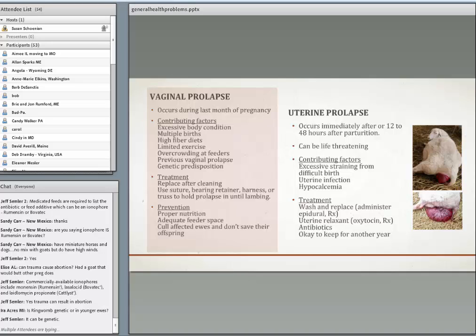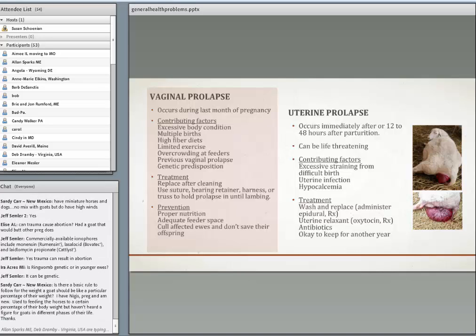The uterine prolapse that you see in the bottom of the picture occurs immediately after, or a day or two, within 48 hours after lambing or kidding. It definitely can be a life-threatening situation. It's usually caused by excessive straining or a very traumatic birthing, or a uterine infection. There's some belief that calcium may play a role, but we really don't know for certain.